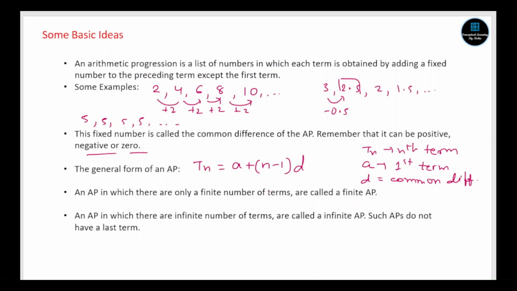Now, when there is a finite number of terms, which you can count, that is called a finite AP. And with an infinite number of terms, the progression is called an infinite AP. For an infinite AP, we don't have the last term. Now, let's take some examples and understand.